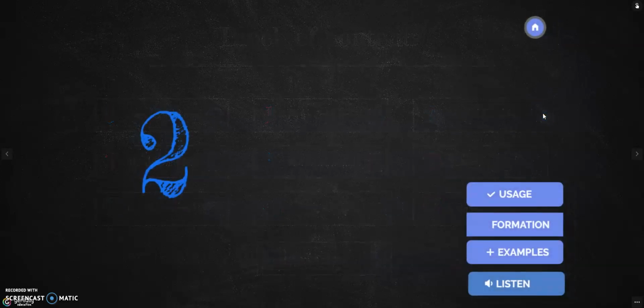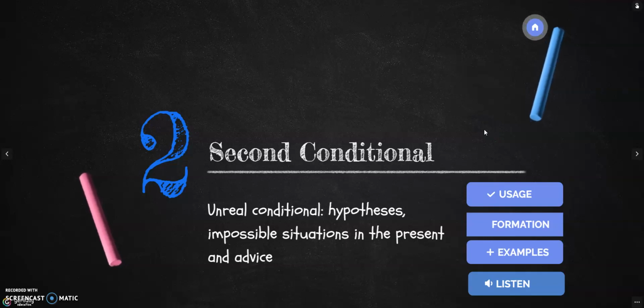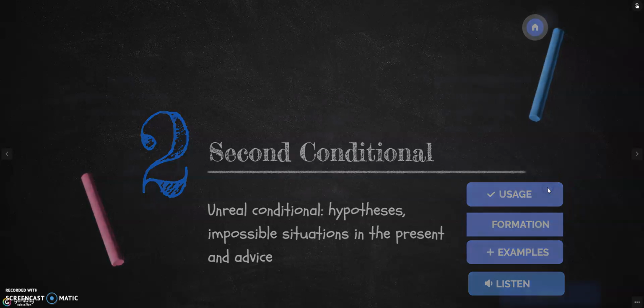So we're going to focus on the second first. Well, the second conditional is one of the unreal conditionals. And why is it called unreal? Because we normally use it to talk about hypotheses and also impossible situations in the present or unreal situations in the present, and also to give advice. If I were you, I blah, blah, blah. Okay? So we're going to start with the usage.